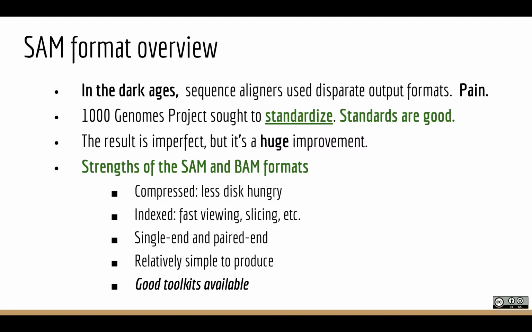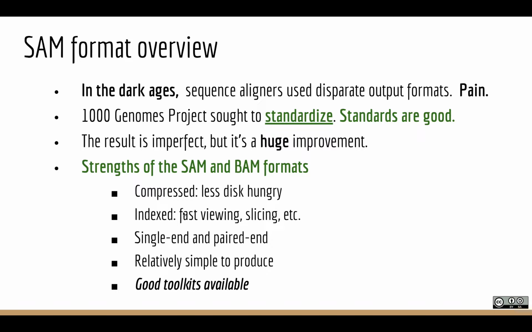I talked about this. 1,000 Genomes standardized it, but the strengths of the SAM and BAM formats, I'll talk about BAM in a second, is that it's relatively simple to produce. There's a lot of good toolkits. We'll talk about something called Samtools today for working with these formats. And there's clever ways for compressing them. That's what BAM format is essentially, and something newer called CRAM format. And you can index them. We talked about indexing FASTA files.